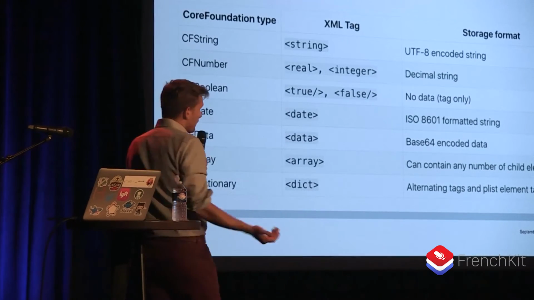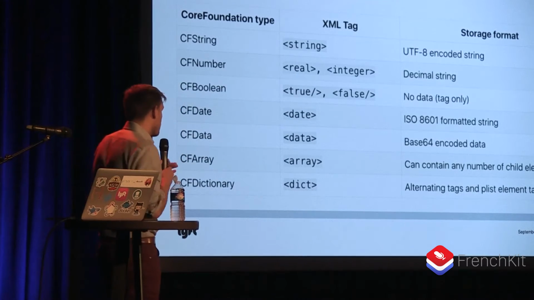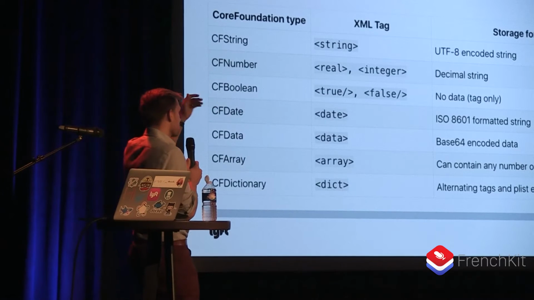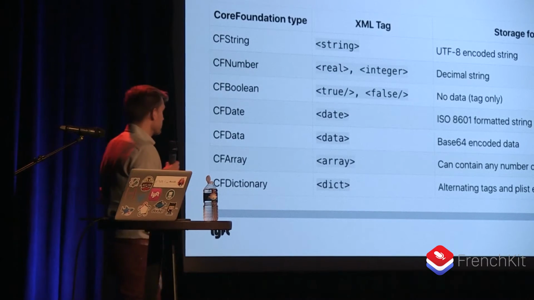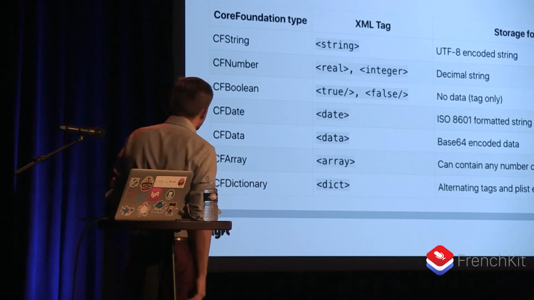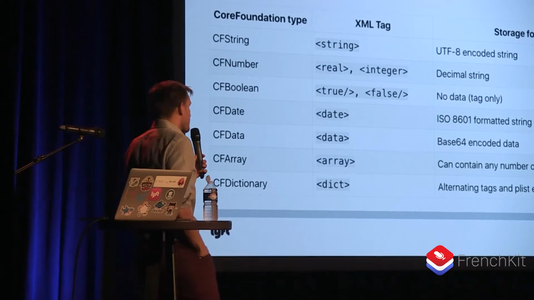I put up a small table if you feel adventurous and want to use this. If you want to pass a real number, you need to use the integer tag or real, depending on float or int. Booleans, like I showed you, true, true, false, false. Date tag, but it needs to be in ISO 8601, otherwise it'll be nil.